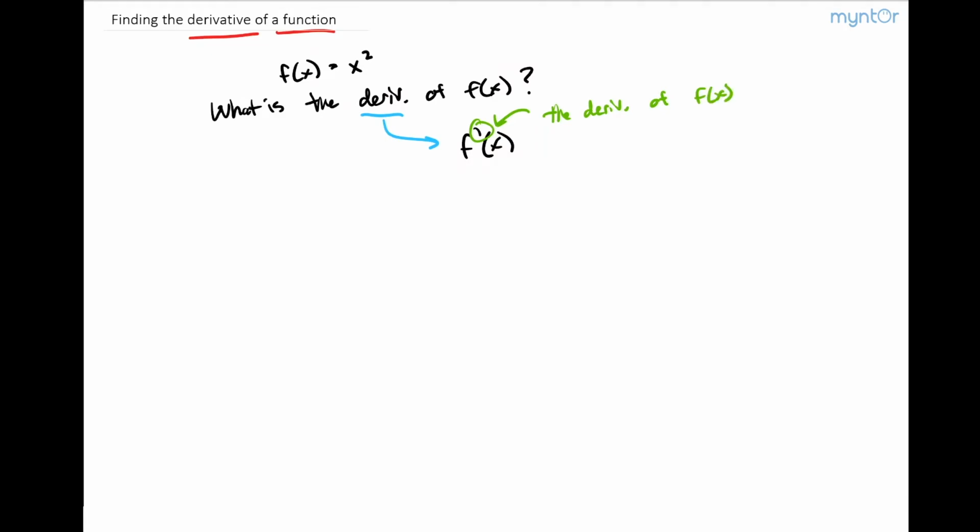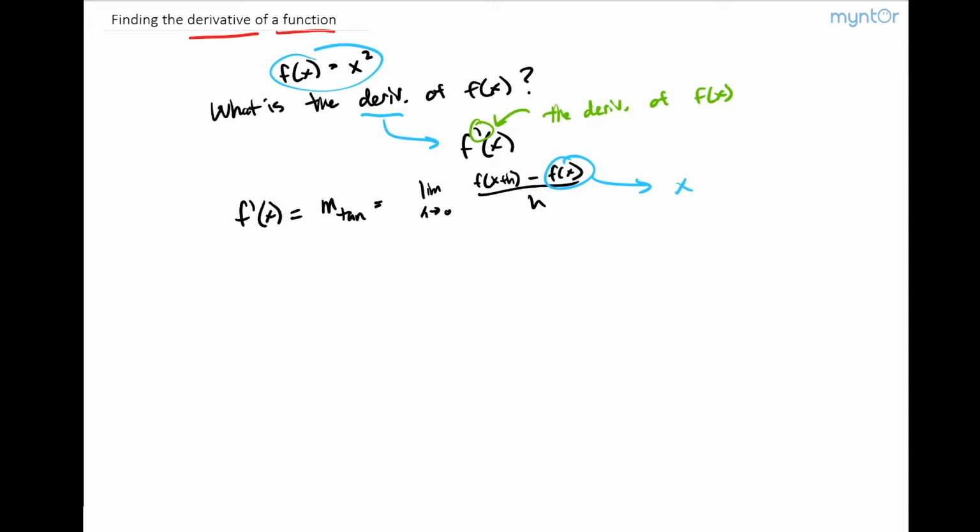And so from our previous video, we know that f prime, or the derivative of f, is going to be equal to the slope of the tangent line m, which is equal to the limit as h approaches 0 of the function f of x plus h minus f of x over h. So up here, we're told that f of x is equal to x squared. So this right here is equal to x squared. And f of x plus h is going to be equal to x plus h squared.